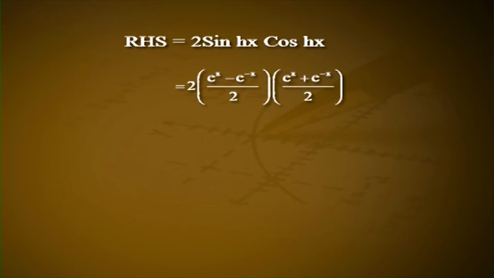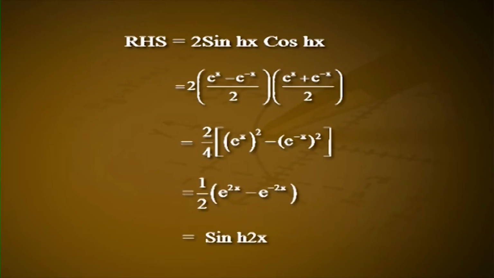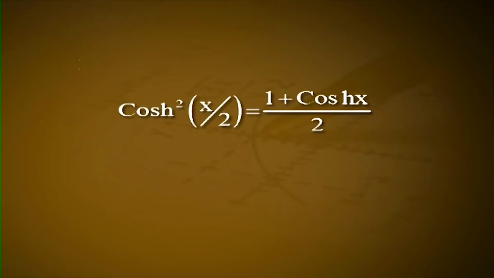Example 4: sinh 2x = 2 sinh x cosh x. Proof: RHS = 2 sinh x cosh x = 2 × (e^x − e^−x)/2 × (e^x + e^−x)/2 = 2/4 ((e^x)² − (e^−x)²) = 1/2 (e^2x − e^−2x) = sinh 2x. Similarly, we can prove cosh 2x = cosh²x + sinh²x. We have cosh²(x/2) = (1 + cosh x)/2.